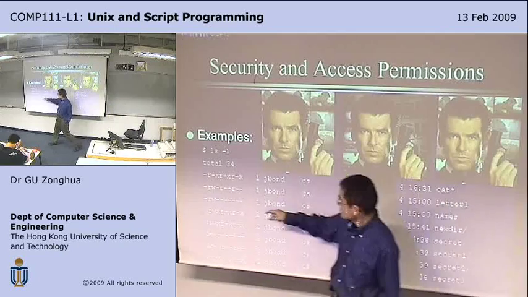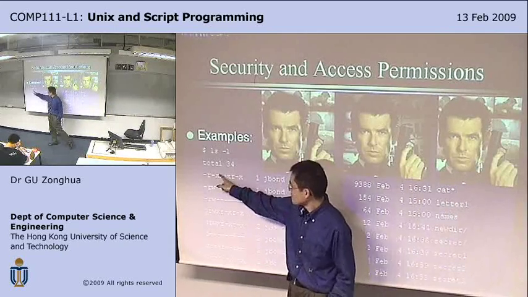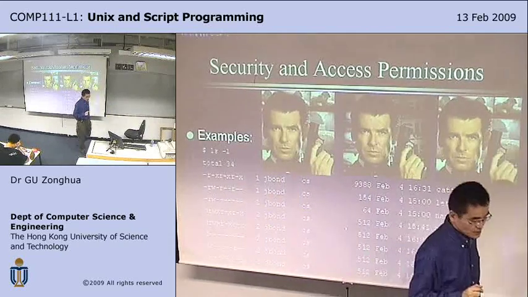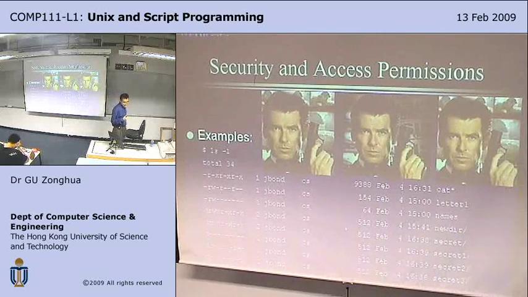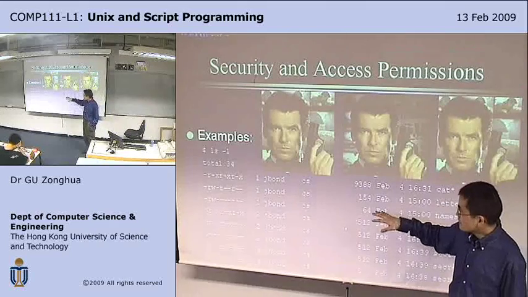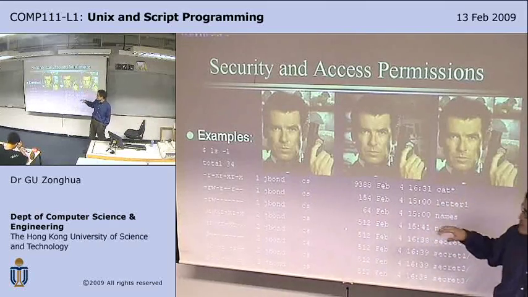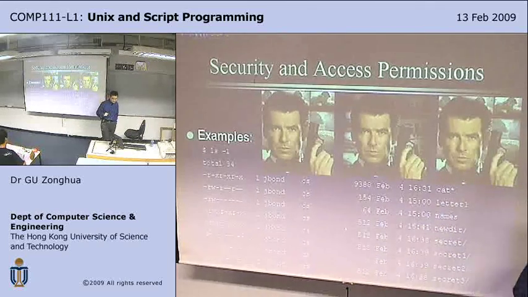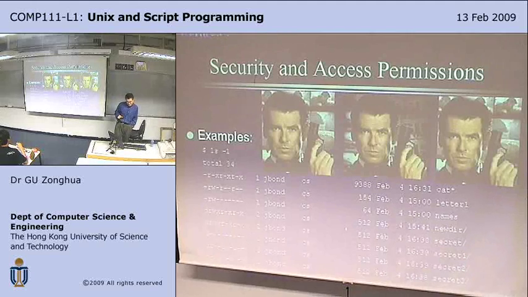And it is r-x for the first 3 characters, which means that the user can read it, not write it, and execute it. And for the group and others, you have the same permissions, r-x.